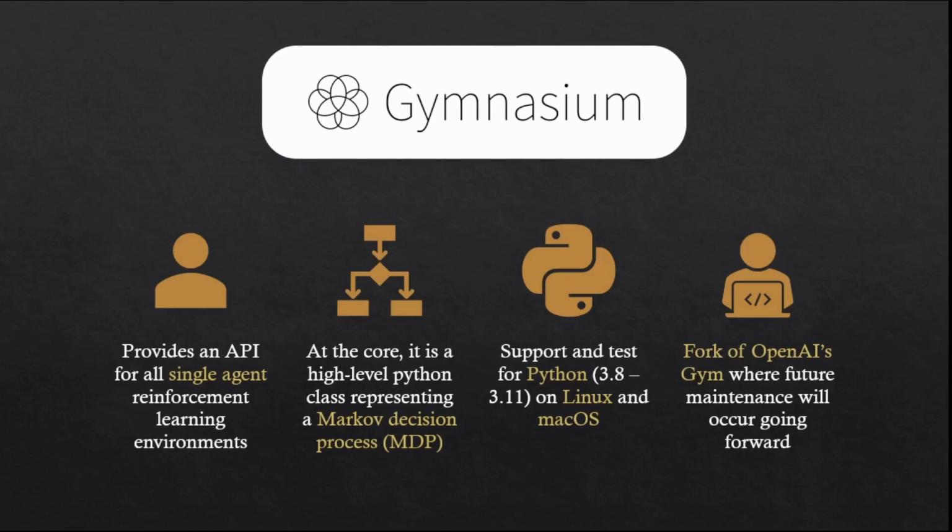Before we use Gymnasium, here is the information we should know. First, it provides an API for all single-agent reinforcement learning environments, not multi-agent. Second, at the core level, it mainly represents a Markov decision process. Third, it supports and tests for Python 3.8 to 3.11 on Linux and macOS. It does not officially support Windows, so it will take extra steps if you want to use Gymnasium there. And lastly, this is a fork of OpenAI Gym, where future updates and maintenance will be. So if you still use OpenAI Gym, please consider migrating to this library.